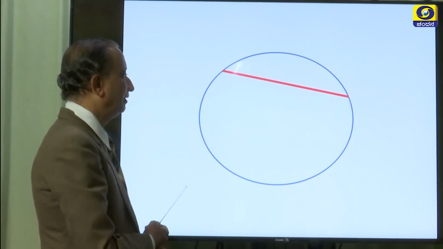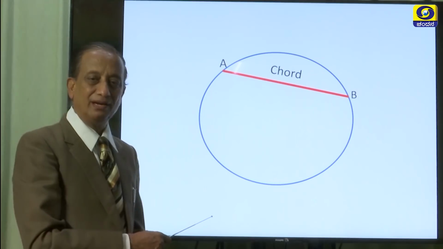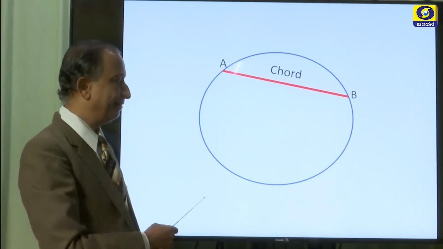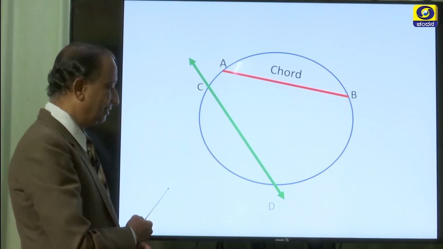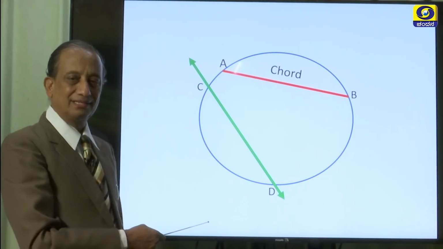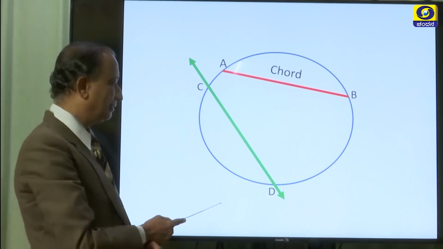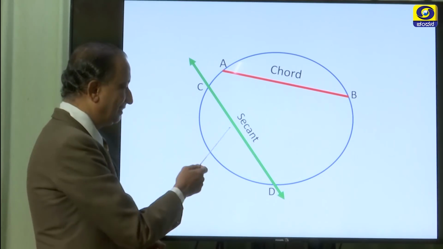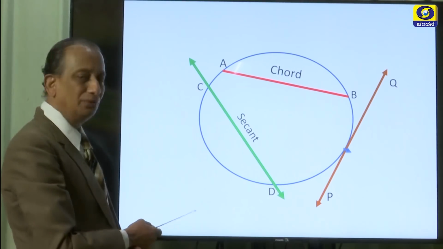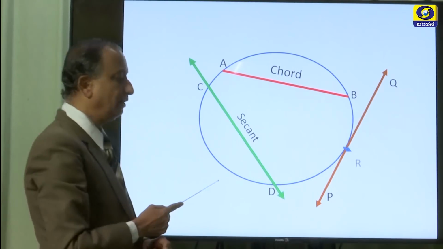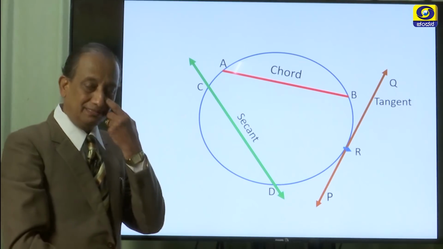Here is a circle, here is a line segment, you can call it AB. This is called a chord, C-H-O-R-D, chord. Here is another straight line, let us name this as CD. It is a straight line which is cutting the circle, the circumference of the circle, at two distinct points. It is called a secant, S-E-C-A-N-T. Here is another straight line called say PQ, which is touching the circle at only one point. Here it is R, and this straight line is called the tangent.